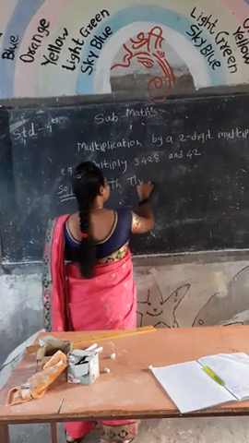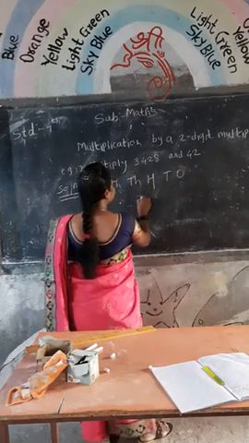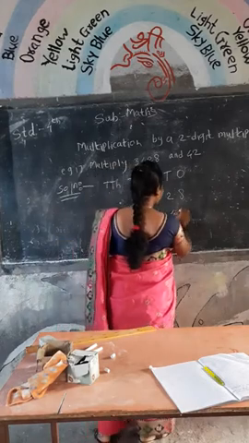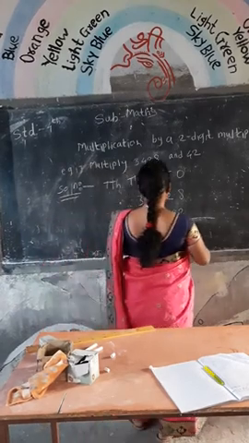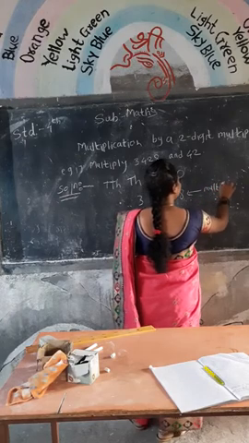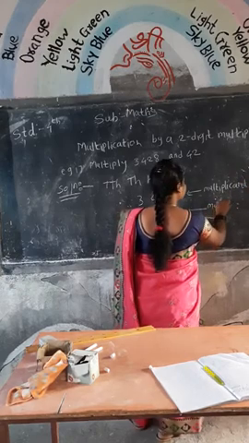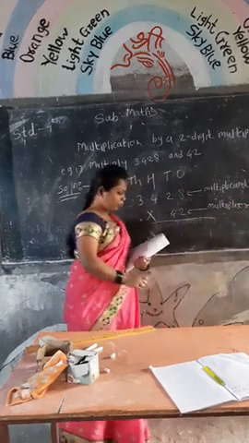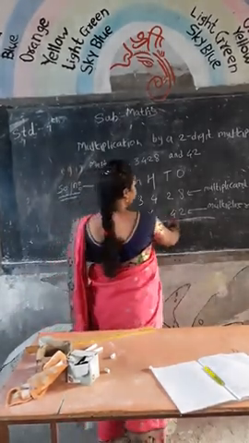10,000, 1,000, 100. Their place values. 3,428 multiplied by 42. This is the multiplicand, this is the multiplier. Then firstly we multiply from the ones place.